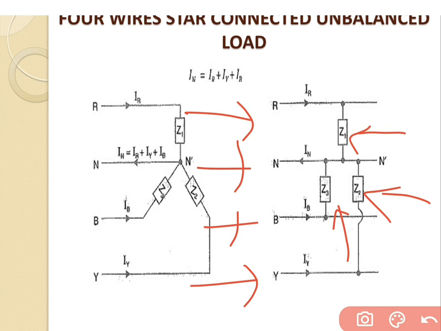In the second figure, Z1 is connected between one phase, that is R, and the neutral point, and in this way it becomes a single phase supply. In the same way Z2 is connected between the Y phase and the neutral point, so again it becomes a single phase supply, and we can get a voltage of 230 volt. In the same way load number 3, Z3, is connected between the B phase and the neutral point, and again it becomes a single phase supply. So this is the difference between the two ways of 3-phase 4 wire connection.